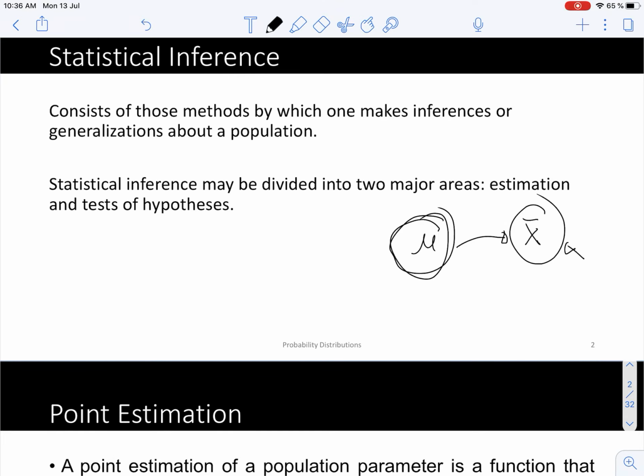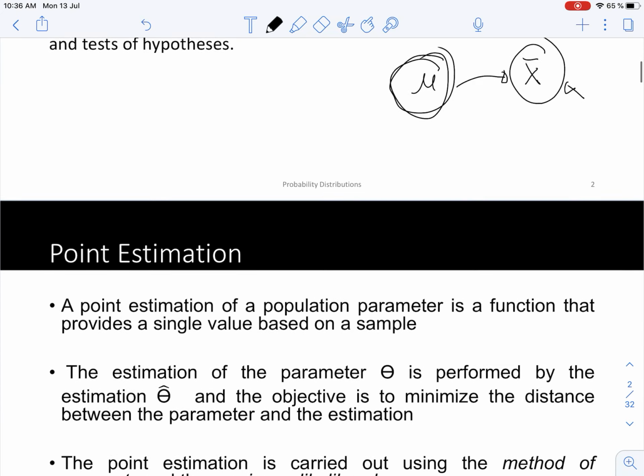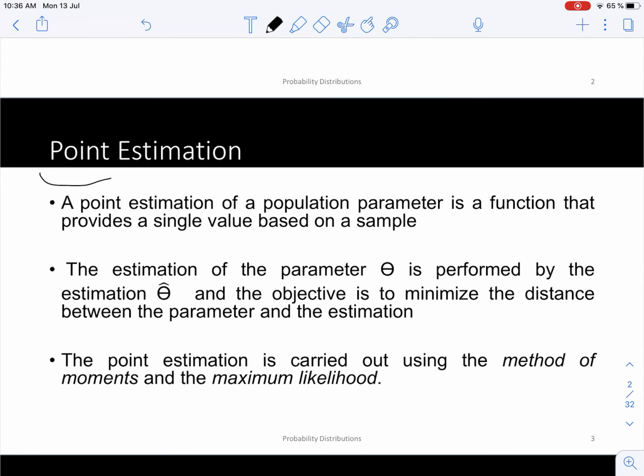There are different ways to make the estimation. One is what we call point estimation. That means getting a single value. That's why it's called point estimation. If you want to make an inference about any parameter using a metric based on the sample, that will be a point estimation. And of course, you want to minimize the distance between the parameter and the estimation that you're making.